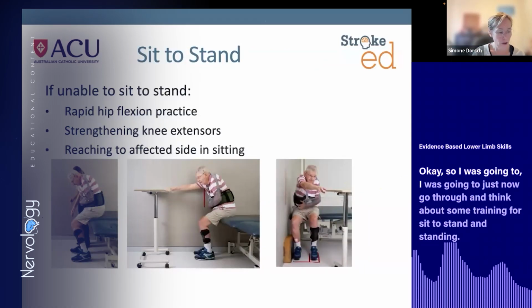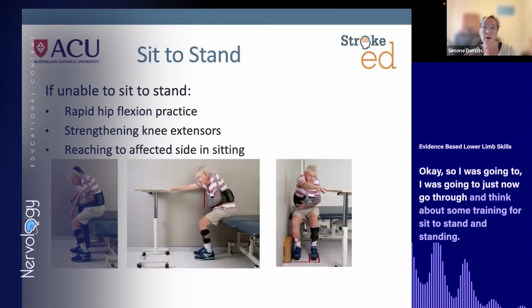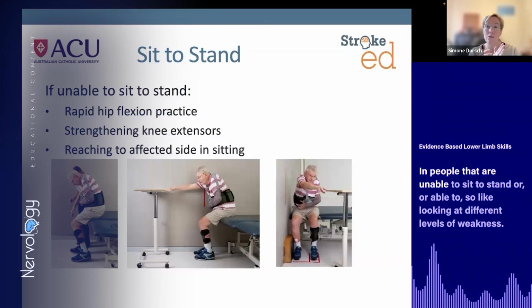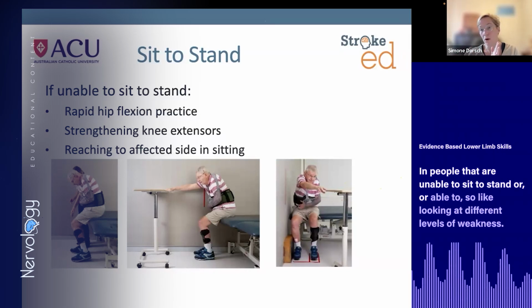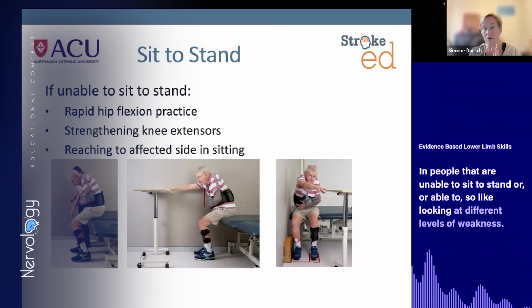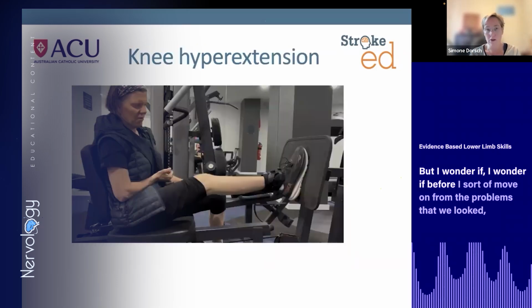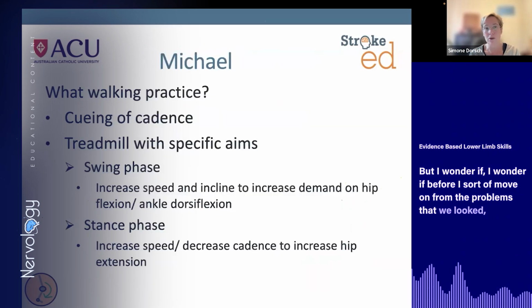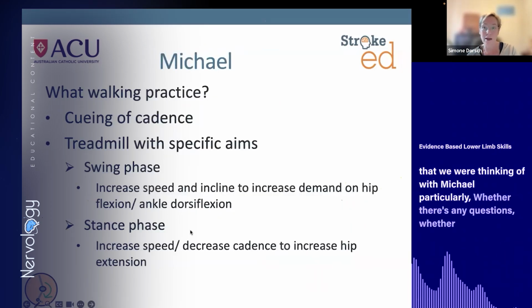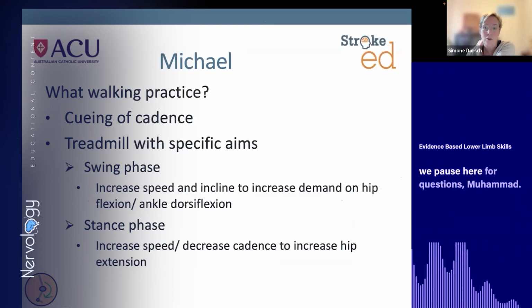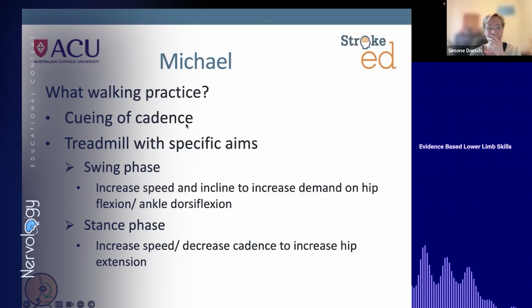Okay, so I was going to now go through and think about some training for sit to stand and standing in people that are unable to sit to stand or able to, so looking at different levels of weakness. But before I move on from the problems we were thinking of with Michael particularly, are there any questions? Shall we pause here for questions, Mohamed?